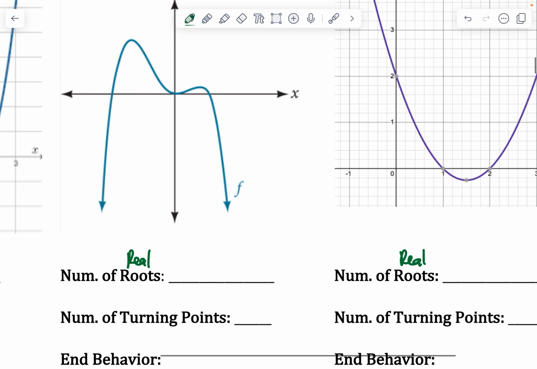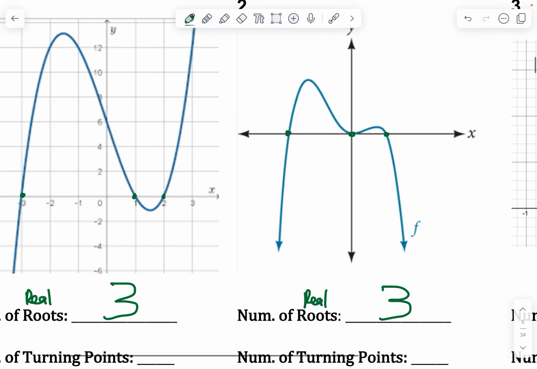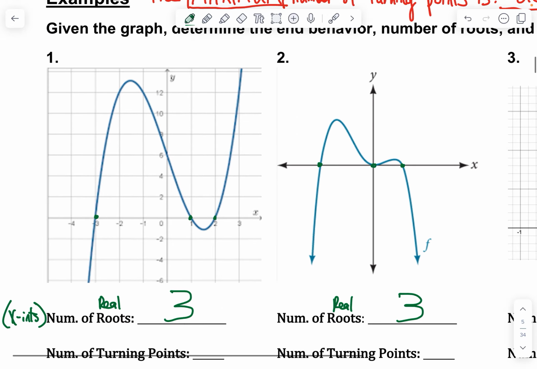Okay, and let's just go down the list. Let's do them all at the same time. 1, 2, 3 for that one. And here we have 2. So there's the number of real roots. Now, before I move on, I want to talk about one thing about roots. On the last page of notes in the roots notes section, we said that the number of roots is equal to the degree. Now, look at these 2 functions real quick.